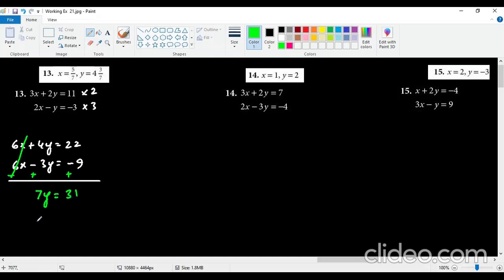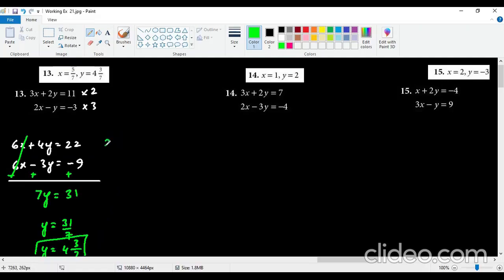So the value of y is going to be 31 over 7. And when we make a mixed fraction, 7 times 4 is 28, and 3 is going to be the numerator. So 4 whole 3 over 7. Now we will find out the value of x.